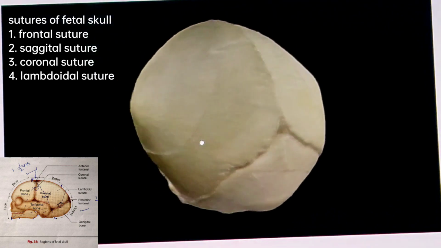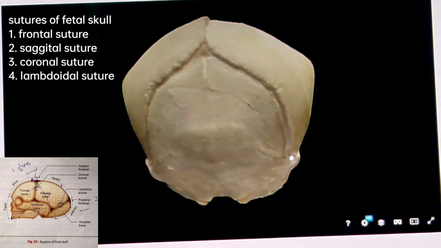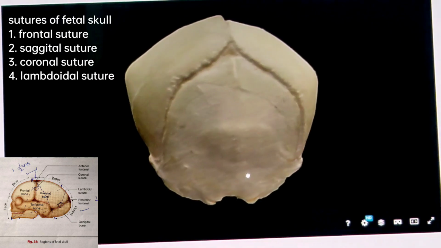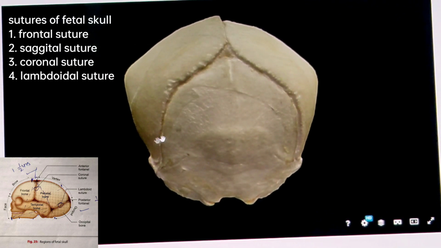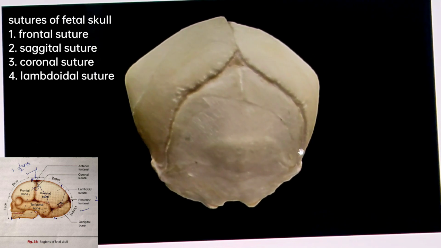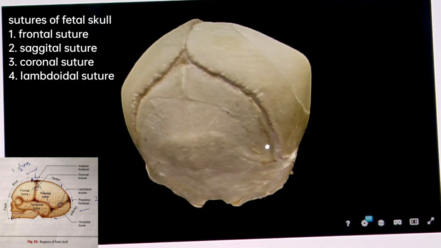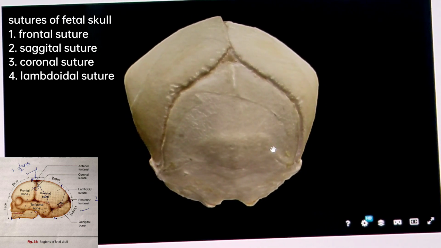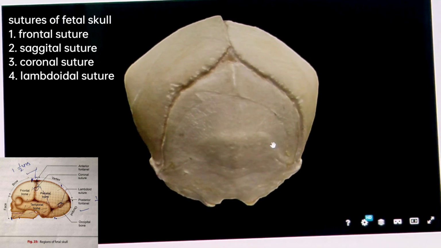Fourth is the lambdoidal suture. This curved line you can see is the lambdoidal suture. It is between the parietal and the occipital bone. These two are the parietal bones, and this is the occipital bone. So this suture name is the lambdoidal suture.